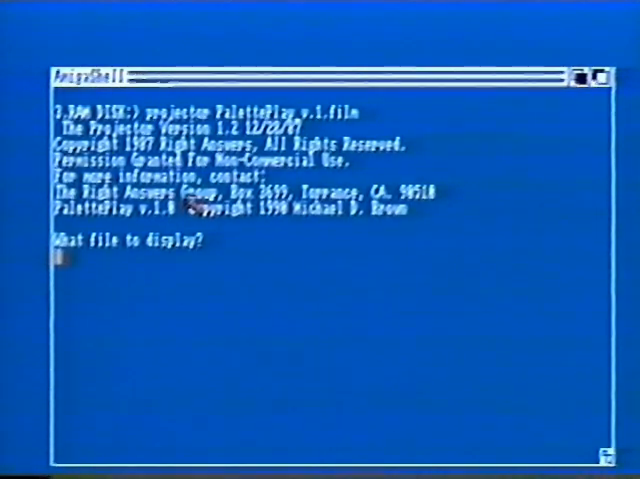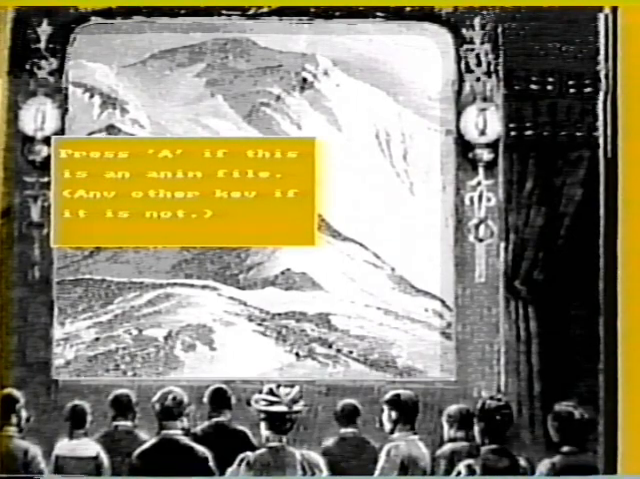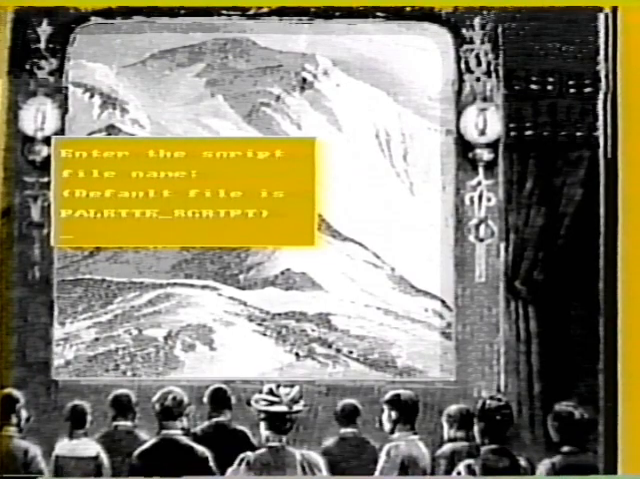Run it from the CLI by typing projector, palette play, B.1 film. It asks you what file to display. This time, let's run an animation. It's capable of running animations. First question is asked if this is an anim file. Press A. We press A, it loads the anim file.